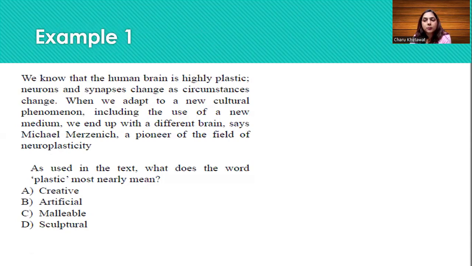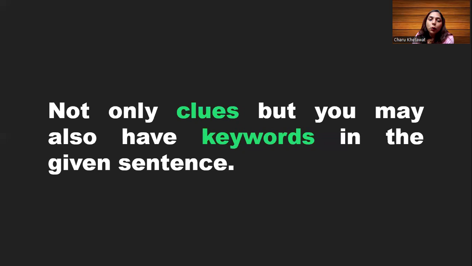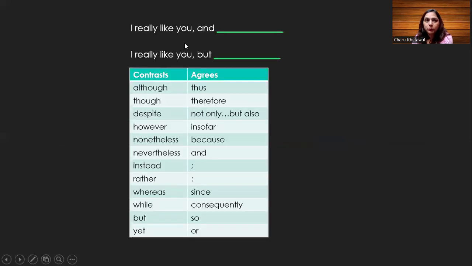This step really helps us in making the choice better in the difficult questions where the answer choices are very, very close. Not only clues, but you may also have keywords in the sentence. We may have, that means it may or may not be there. But the clue is always there. So if the keywords are there, they're going to help you in finding where the clue is.